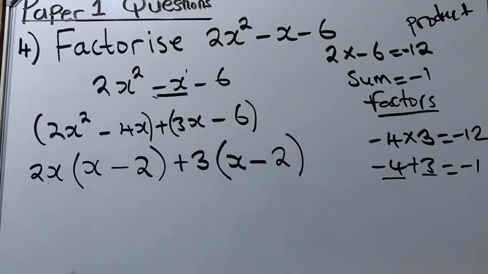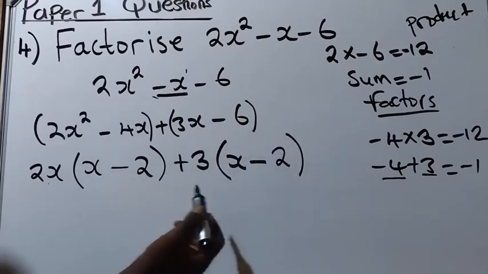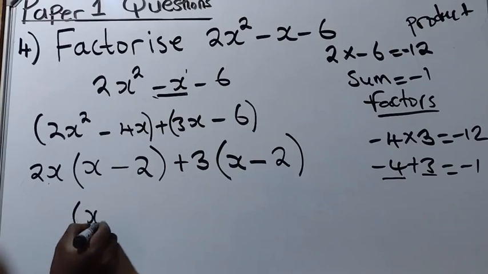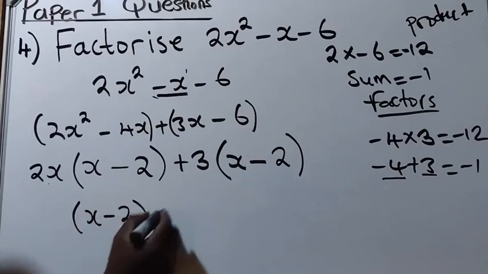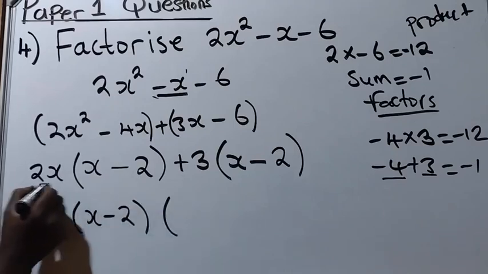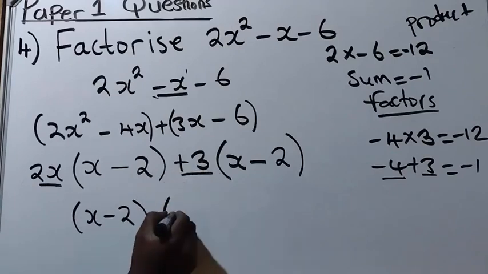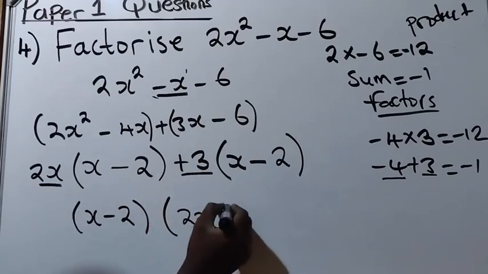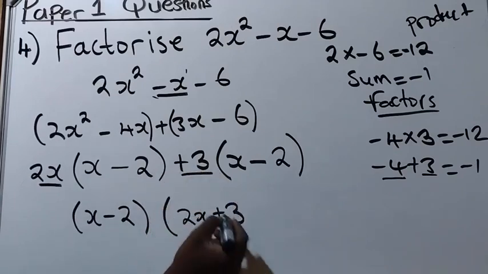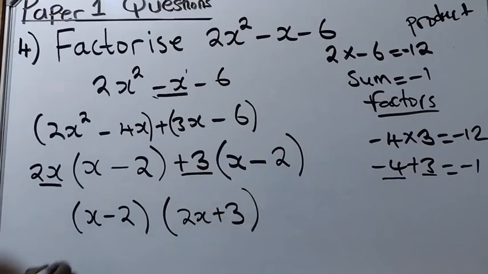So you can see we have something common in the brackets. So just get one where you say x minus 2 in brackets. Again, you get this 2x plus 3. I said 3x, sorry, plus 3. You close. You have factorized. This is your final answer. Okay? That is your final answer. Then let's go to the other question. I hope you are following.